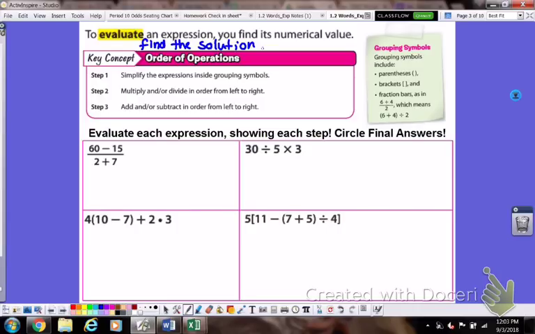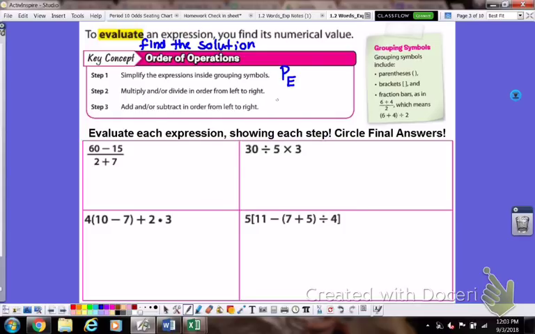When we talk about evaluating the expression, we want to follow our order of operations. Step 1 is to simplify the expressions inside the grouping symbols. If you remember PEMDAS from previous years, this is our P for parentheses. Step 2, we want to multiply and or divide in order from left to right. Our exponents kind of fall in between these 2 steps. We haven't worked with exponents much yet, but you will be working with them this year.